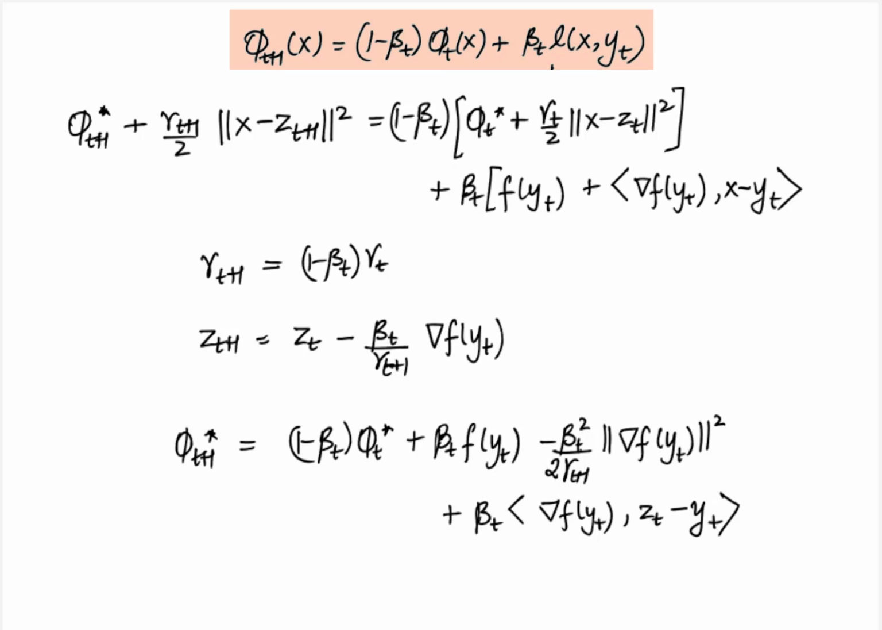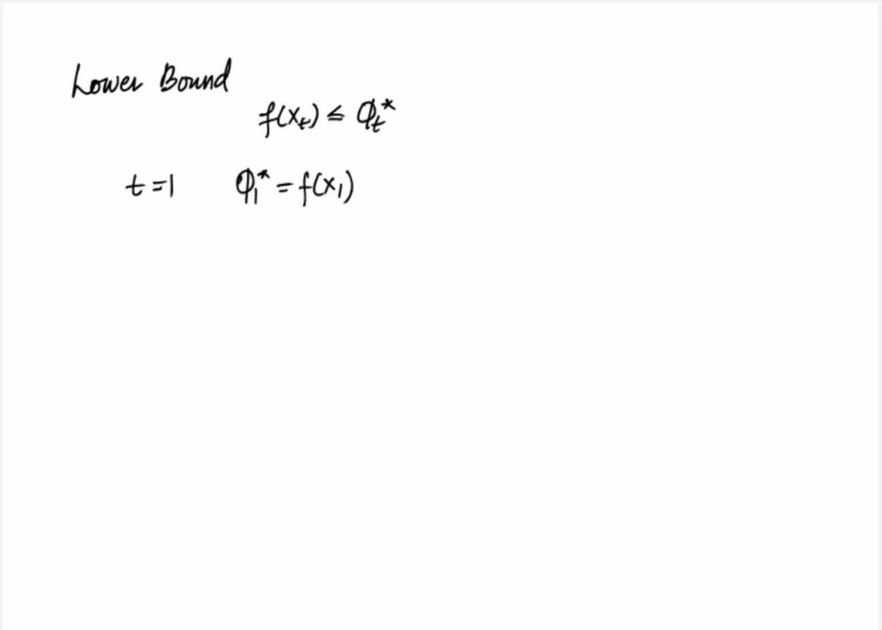So at this point we have the exact form of phi t which satisfies the upper bound inequality and is consistent for all t. So it remains to establish that the phi t specified earlier satisfies the lower bound condition also. That is, that f of xt is less than equal to phi t star, which would imply that f of xt would be less than equal to phi t of x for all x. So for proving this statement, we will again proceed inductively. First, to ensure that it is true for t equal to 1, we can choose phi 1 star equal to f of x1 so that it will be true for t equal to 1.